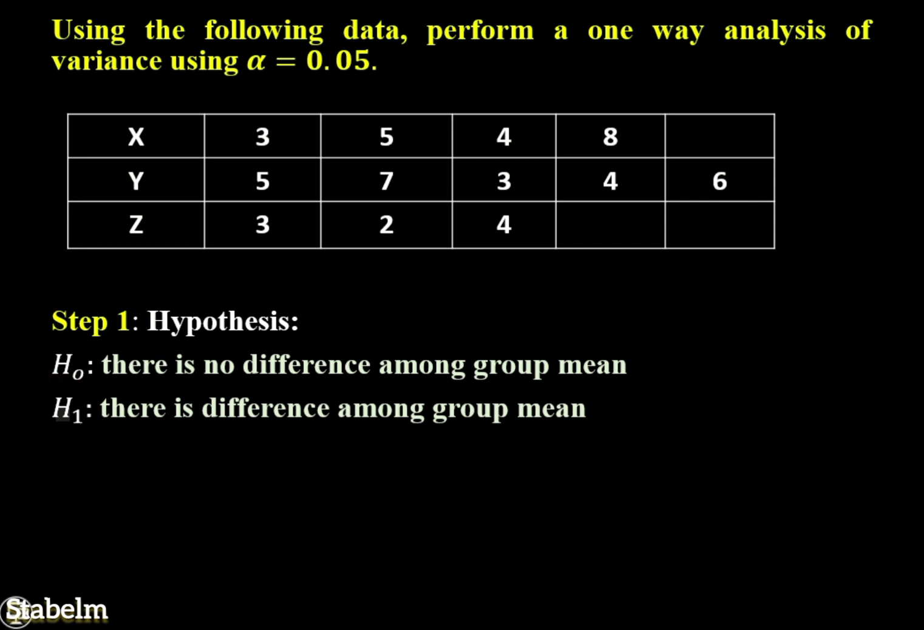Now, the second step is the level of significance. What is our level of significance? You can see right from the question here, we are given 0.05. So therefore, we have alpha equals 0.05 as our level of significance. Going further, step 3 is the statistical tool we are going to use. Right from the video, we are using one-way ANOVA with unequal number of observations. So that's what we're going to use.